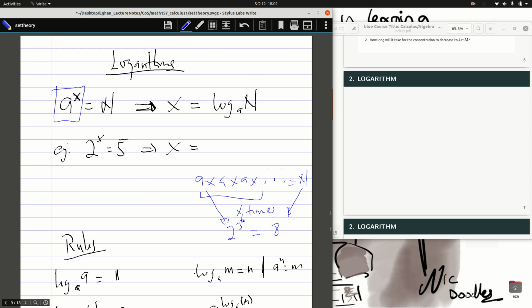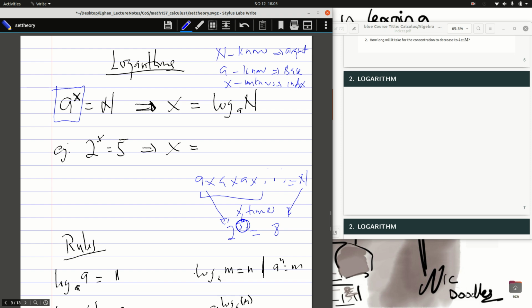But there are instances where I might not know my x, but I know my n. It means I'm looking for this guy. How do I find this 3? So n is known, and then a is known. Now your n becomes your argument, or the answer argument. Your a we already know is your base, and what you're looking for, the unknown, is your index.